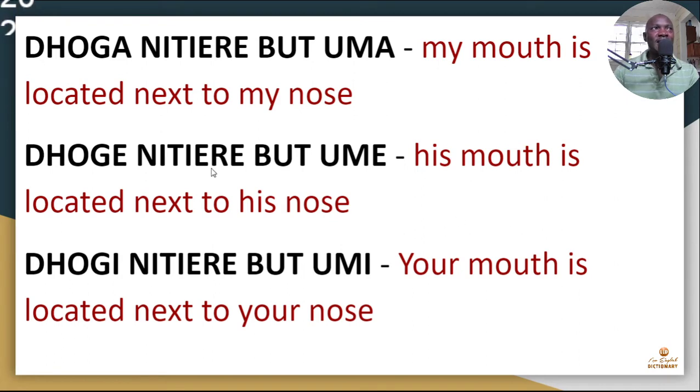So nitiere but, you can see nitiere but is constant for all of them. Nitiere but next to nitiere but, but then the possessiveness changes. Dhoga, dhoge, dhogi, and then uma, ume, umi, and that is my, his, and your. That's how you can create sentences with one word.